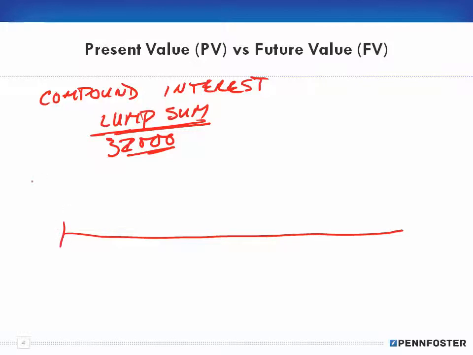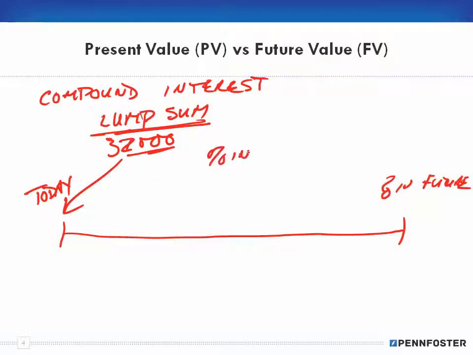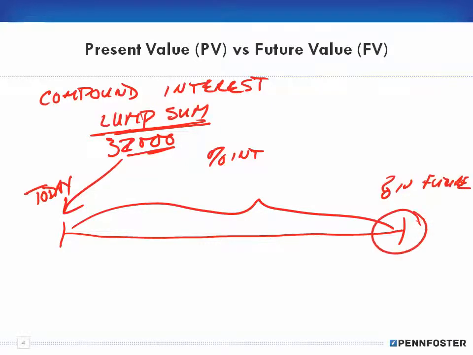Okay. This is today, and this is sometime in the future. If we invest an amount today and we get interest, a percentage in interest over time, we can figure out how much that is in the future, and that's called our future value.